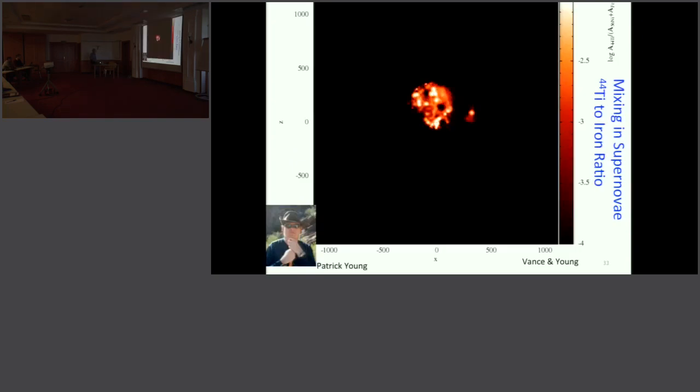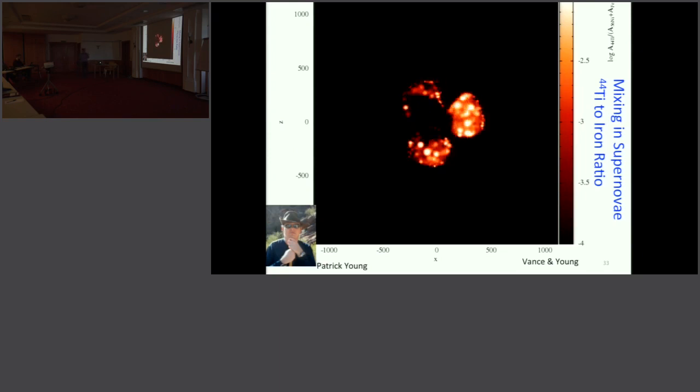I just want to show you this, and maybe it's not the best way of showing it. I tried to give it to Patrick Young to do a 3D map like the previous one. This is looking at the titanium to iron ratio and taking slices, so you're looking as it's projected at you and then looking at slices as you move in. This image would be pointed at us. That image is the furthest away from us. And this is the titanium to iron distribution in this exploding model.